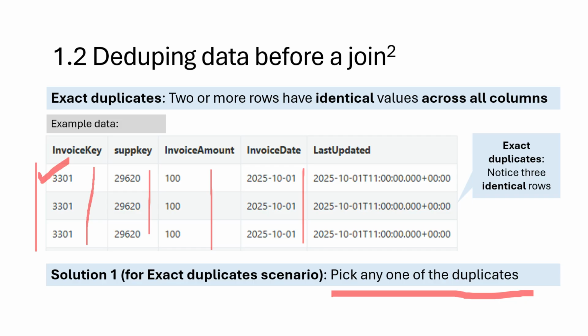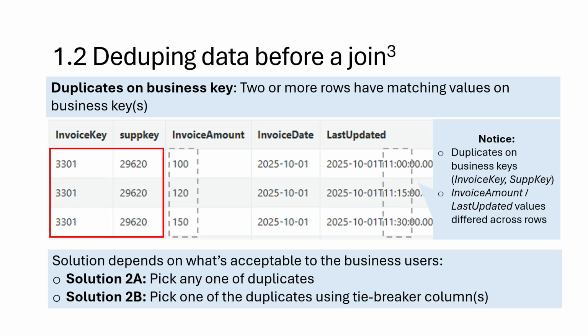Next, let us see the next duplicate data type, which is duplicates on business keys. To understand the meaning of the second type of duplicates, let us look at some example data. In this example data, the business key was defined on two columns together, which is invoice key and supplier key. And the business key is meant to be uniquely identifying rows in a given data set. But as you can see here, these business keys are duplicate.